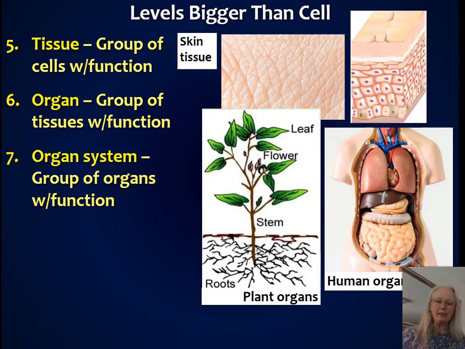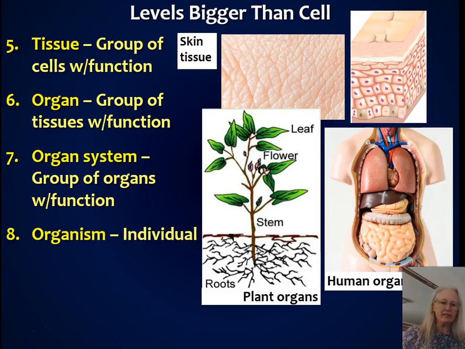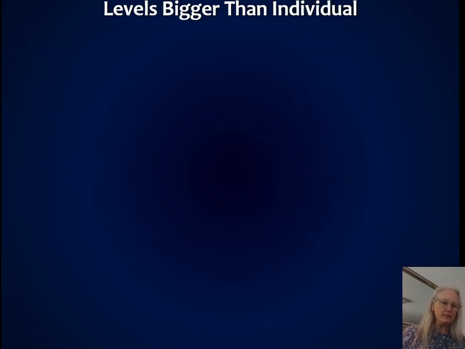And then we get larger than organs. Organ system, a group of organs with a function. So your circulatory system, your heart and your blood vessels, your nervous system, your brain and your nerves. Okay, an organism, we've already used that word. An individual, a living individual, and it can be an animal, a plant, a bacterium, organism.